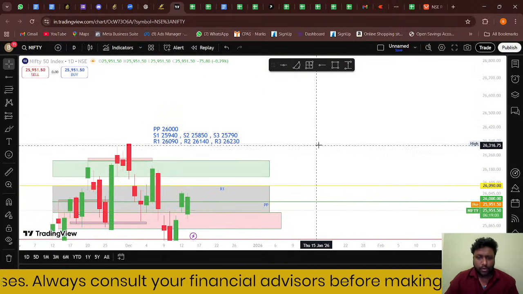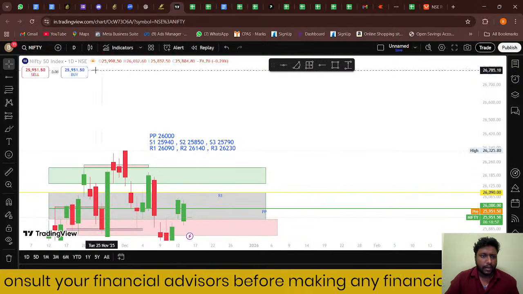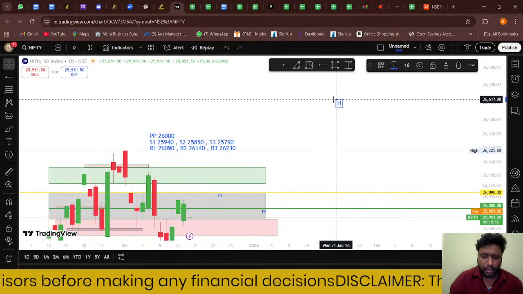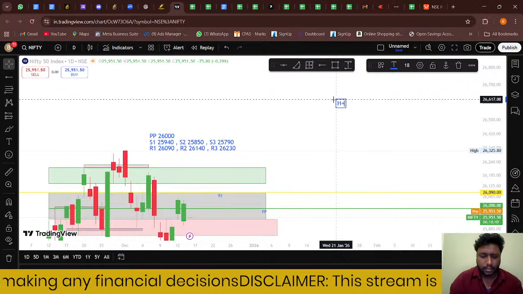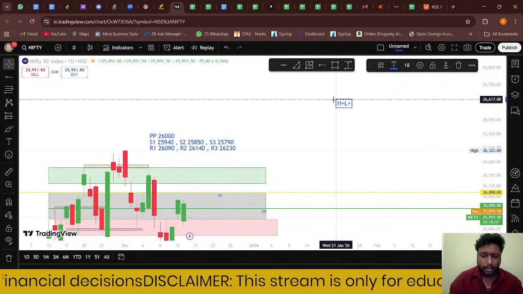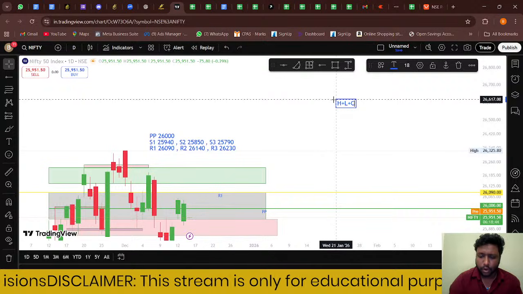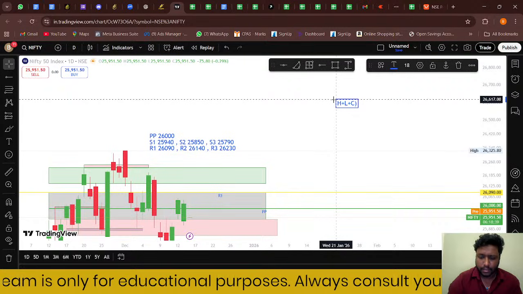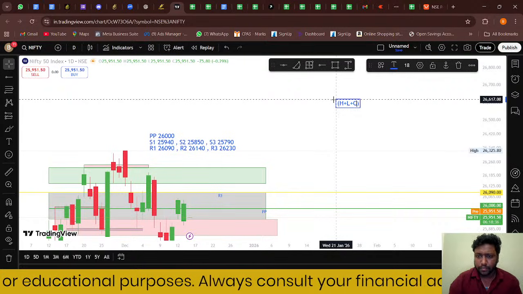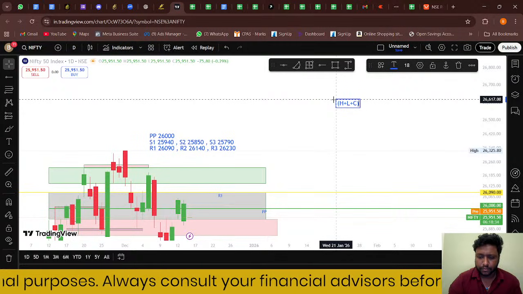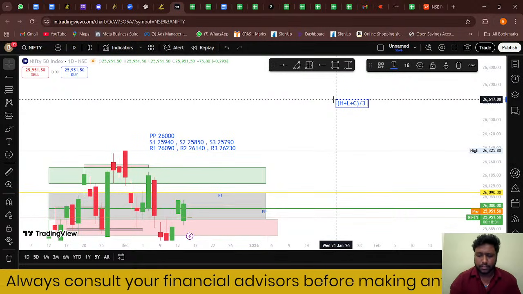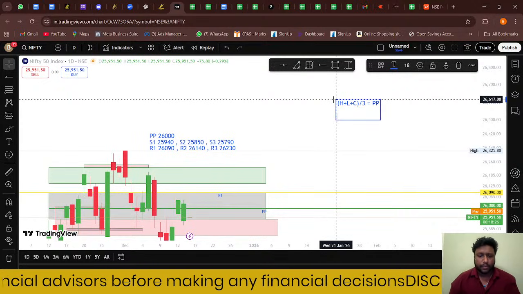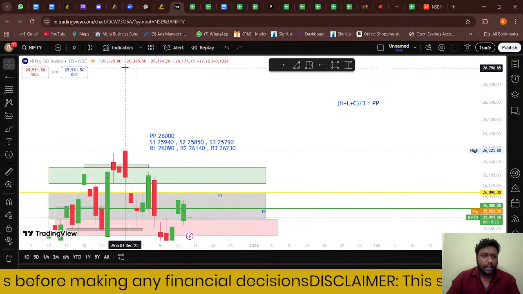One of my friends was asking how I am calculating this pivot line. It is simply high plus low plus close, divided by 3. This is what I do for the pivot line. It is just the classic method, to identify the pivot point. We have an indicator for that also.